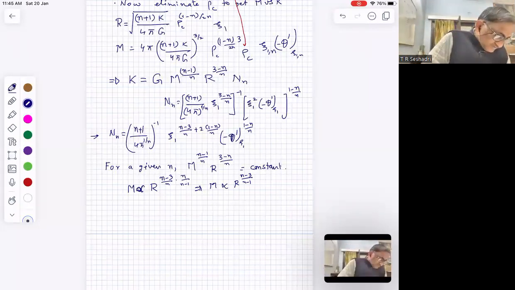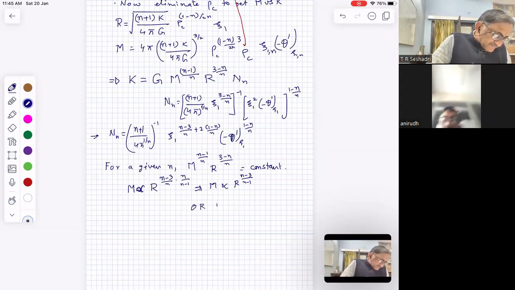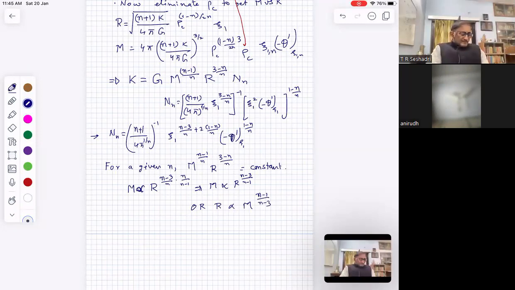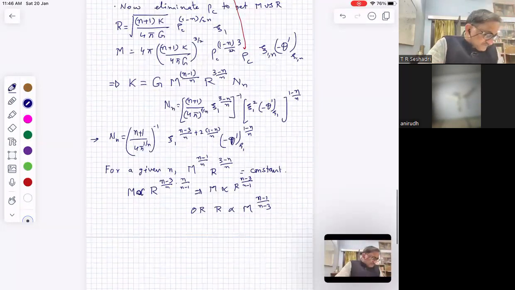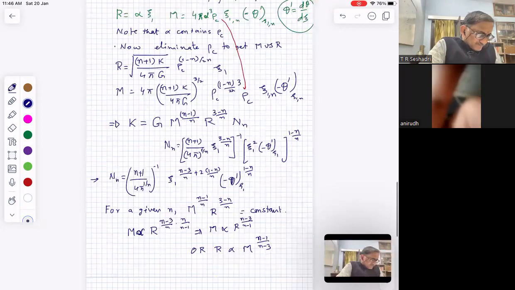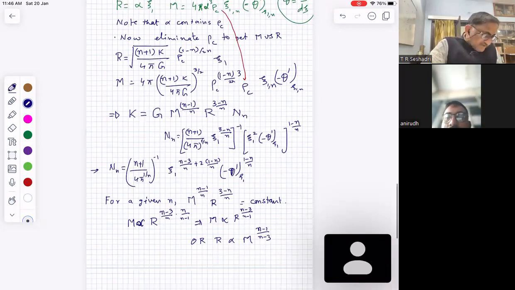So M is proportional to this. An alternative way, of course, I can write it is R is proportional to M to the power (n-1)/(n-3). Are you with me until now? Yes. Okay.